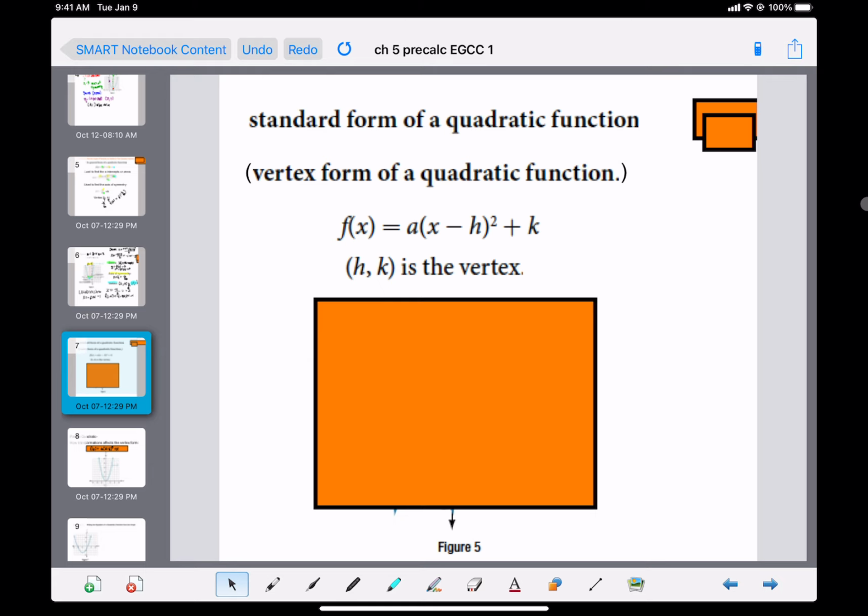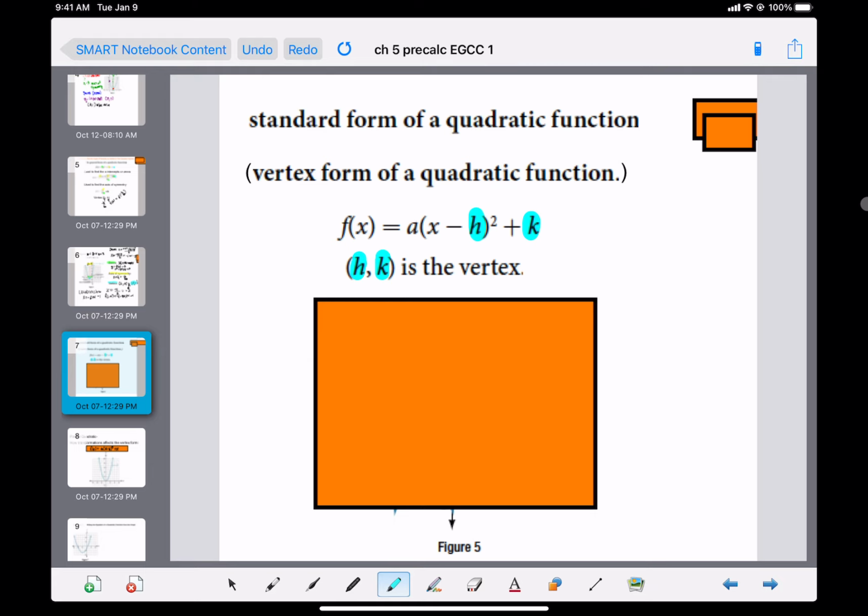The standard form is also the vertex form. I usually call the other one the general form, and then I refer to this one most of the time as my vertex form, because you can see the vertex so clearly. So look at our vertex. Our vertex is sitting here and here.